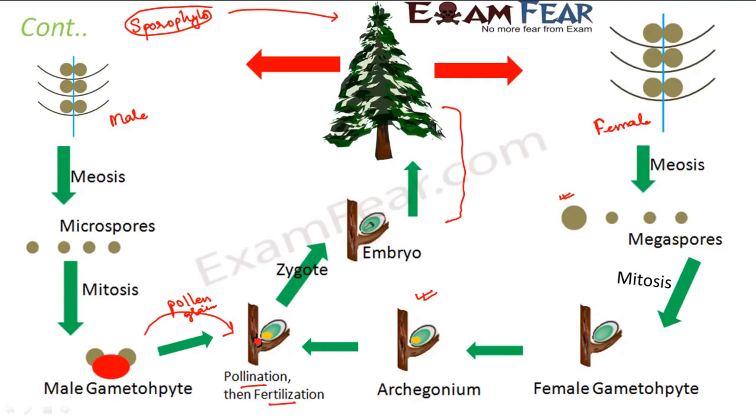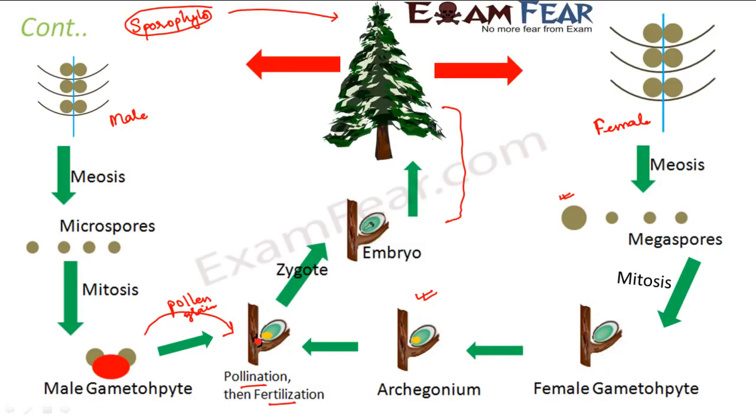So it will give out the male spores, that is microspores. It will give out the female spores, which are megaspores. Then they will form the gametophytes and the process will keep on continuing. So this is about the life cycle of a gymnosperm.